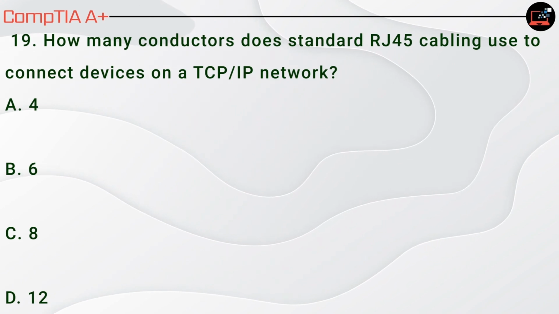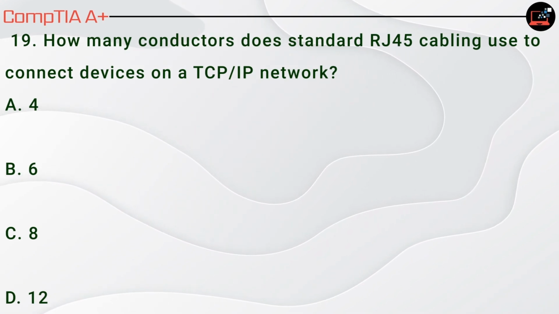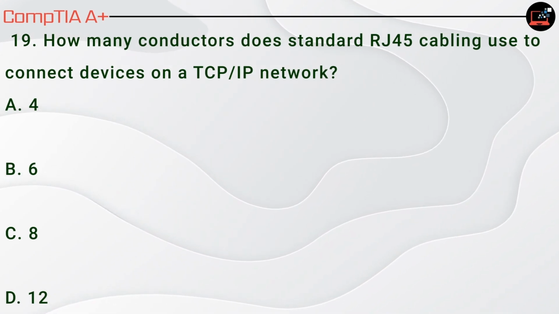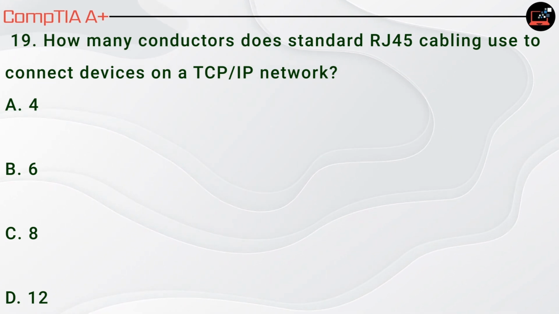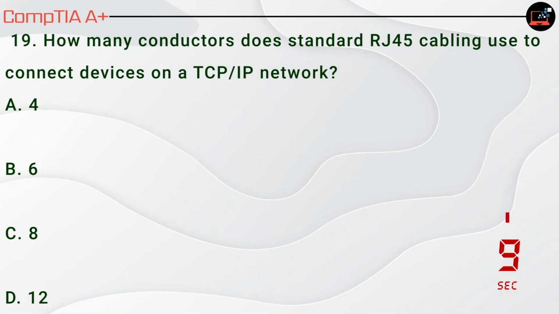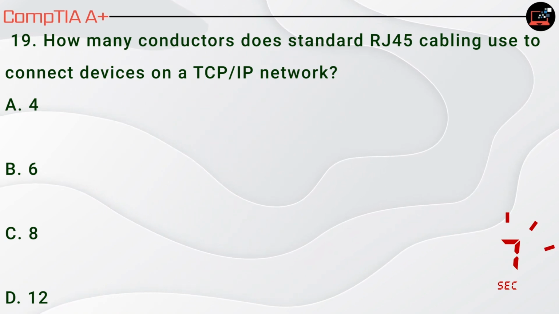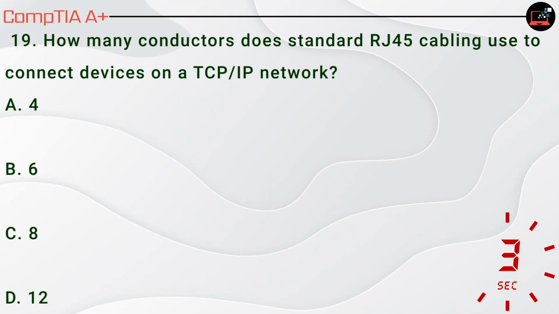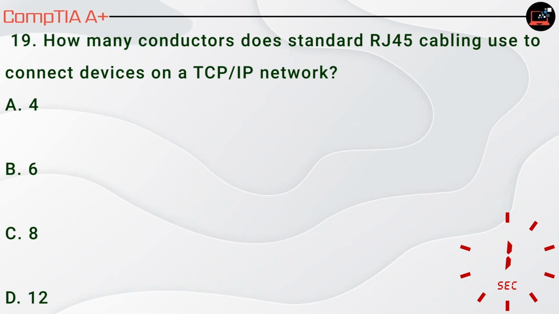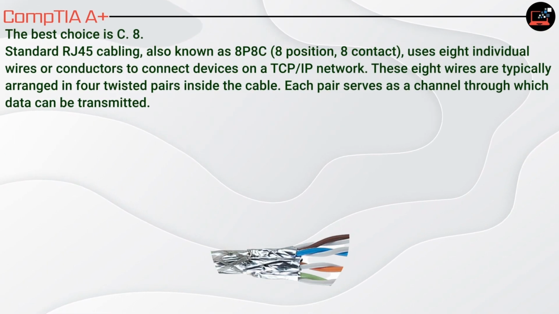19. How many conductors does standard RJ45 cabling use to connect devices on a TCP/IP network? A. 4, B. 6, C. 8, D. 12. The best choice is C, 8.